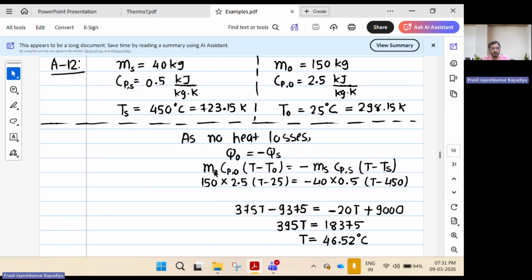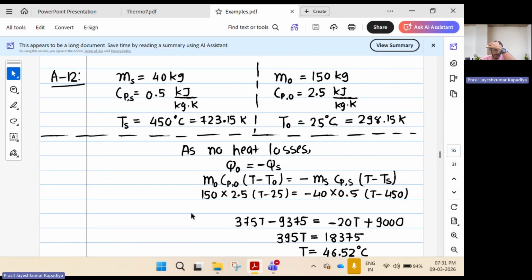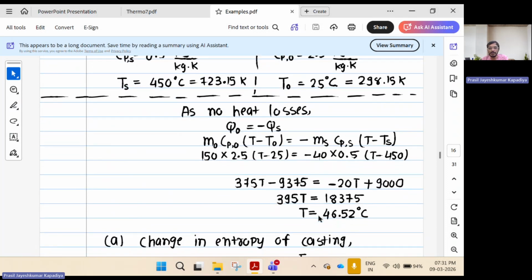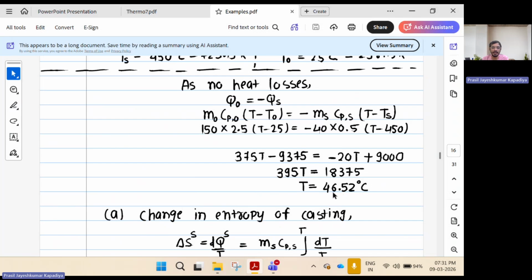So if I put these values, 150 kg into Cp of oil is 2.5 kilojoules per kg Kelvin into T minus the initial oil temperature of 25. Here, as we are dealing with delta T, it doesn't matter if I am writing in units of degrees Celsius. So T minus 25 is equal to minus 40 into 0.5 into T minus 450. If I solve this, I get my final temperature as 46.52 degrees Celsius.